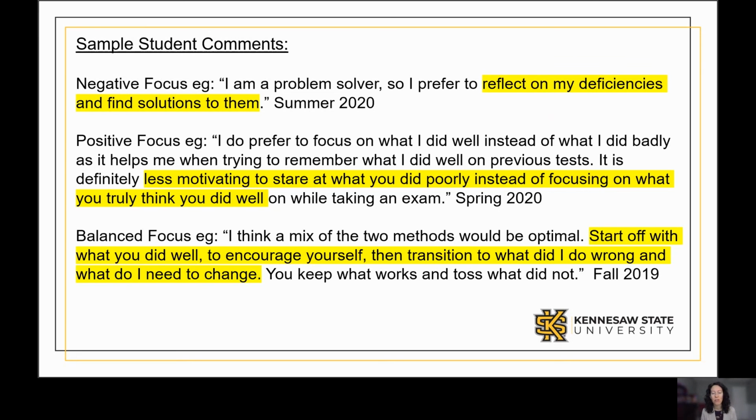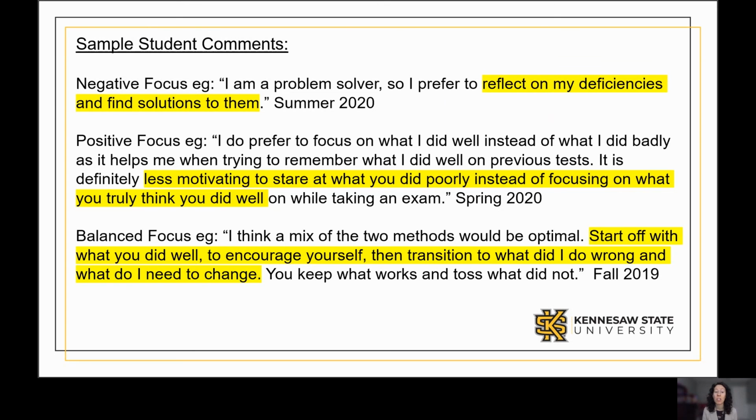And a student who wants to focus on a balance between the two suggests starting off by focusing on what you did well as a form of encouragement, and then looking at what you did wrong so you know what you need to change. And I agree with all of these statements. I think there's benefit in looking at both the positive and the negative. And so to appease all learners, the balanced test reflection comes into play.